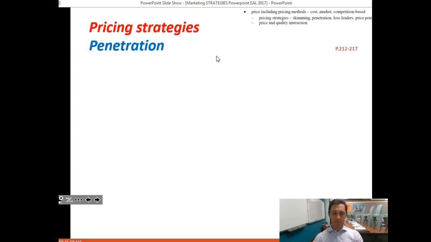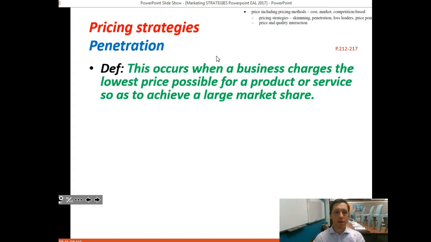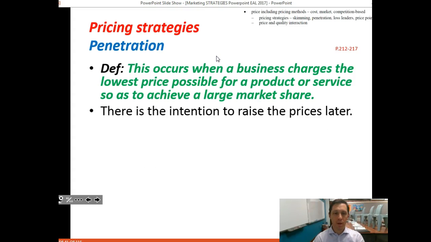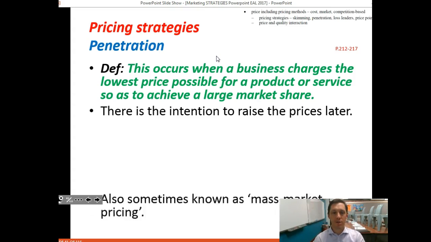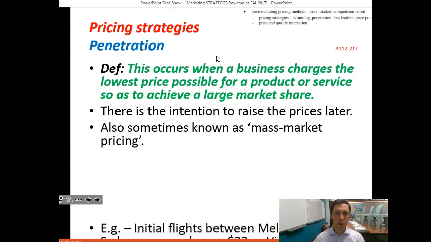In terms of another pricing strategy, you've got penetration pricing. So that's when a business charges the lowest price possible for a product or service so as to achieve a large market share. Generally this is going to have to be a business that can absorb significant losses, and it wouldn't generally be the first product of a particular business that is taken to market, because the business would struggle to survive unless it's got significant capital behind the establishment of that business. And there is the intention to raise the price later once it has achieved market share. So sometimes known as mass market pricing.